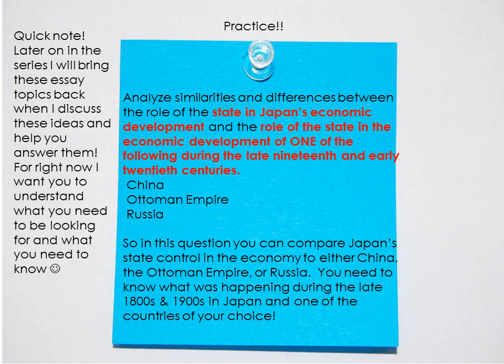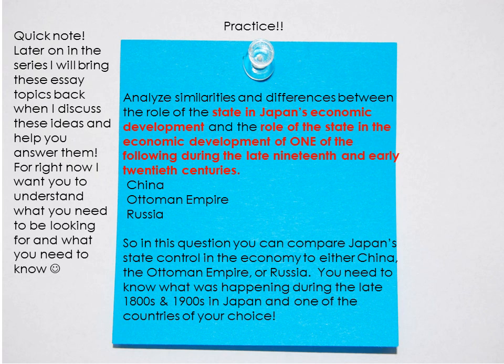Here's a quick practice one that does deal with AP World. It says analyze the similarities and differences between the role of the state in Japan's economic development and the role of the state in the economic development of one of the following during the late 19th and early 20th centuries. So the key thing: always read the prompt and highlight what needs to be highlighted. You're going to highlight the role of the state in Japan's economic development. You're also going to be doing this for one of the other choices, China, Russia, or the Ottoman Empire. And the time period, the late 19th and early 20th century. So the late 1800s, early 1900s. That's the time period you've got to look at.